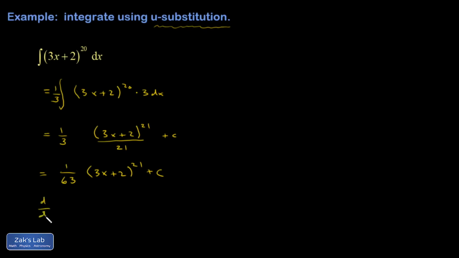So I have d/dx. I'm just going to use this form of it. 1/3 times (3x plus 2)^21 over 21. And when I apply the derivative, the 21 comes down in front. And I subtract 1 from this exponent. And then the chain rule says you better multiply by 3, the derivative of the interior function. And I get what I started with, so I know I have the correct antiderivative.